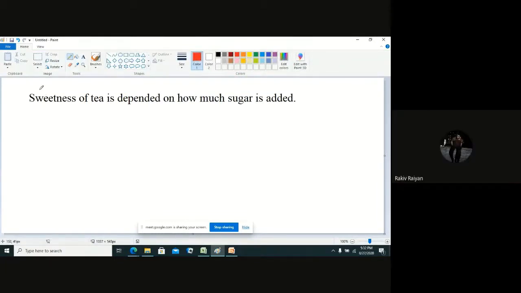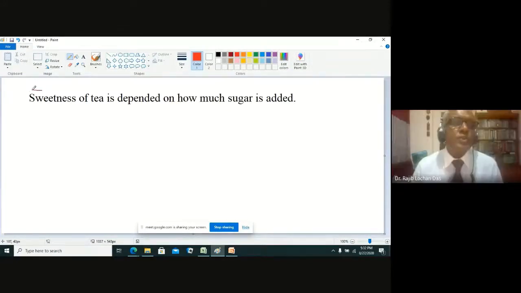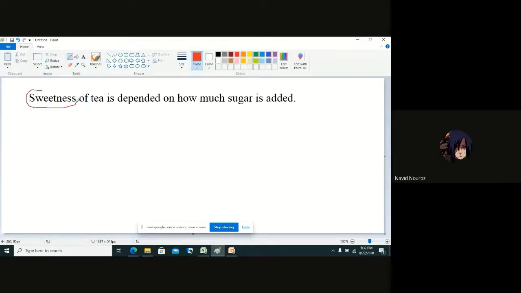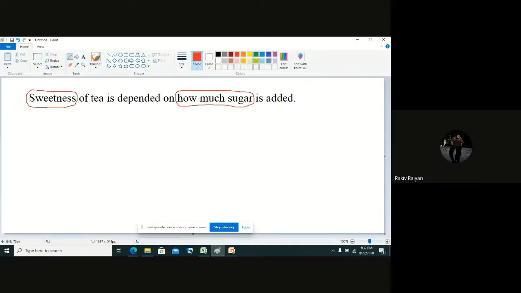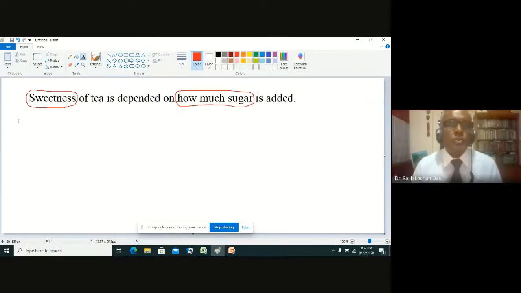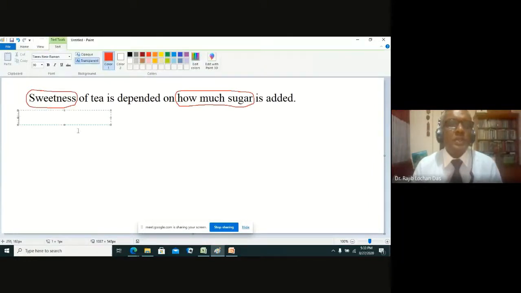Yes, sir. So why should it be called a function? Because sweetness is one thing here, and how much sugar, that is another matter. It is dependent on the independent variable, sugar. Right. So the function is actually the relationship between two items, or you can say two types of variables.